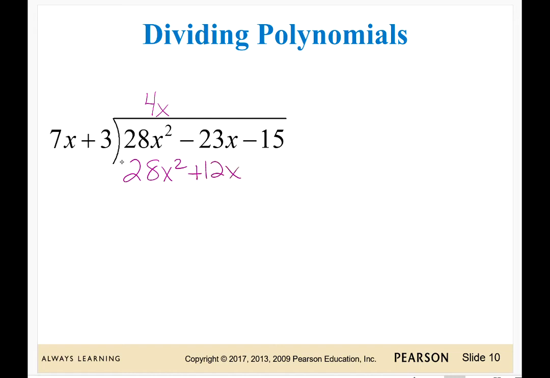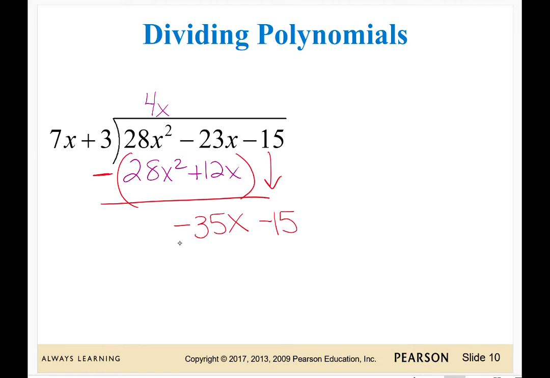And then you're going to subtract all of that. And this is usually where bad things happen with most people, because you're subtracting everything. So 28x squared minus 28x squared should give you nothing. That first term should always fall away. Then you're going to do negative 23x minus 12, which is negative 35x. And then you're going to bring down the next term. And then you're going to repeat this process.